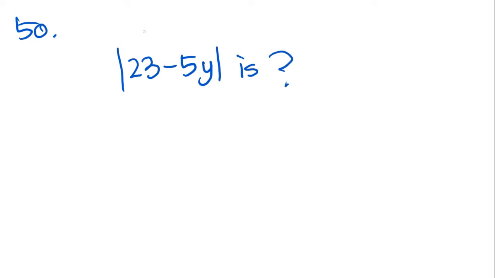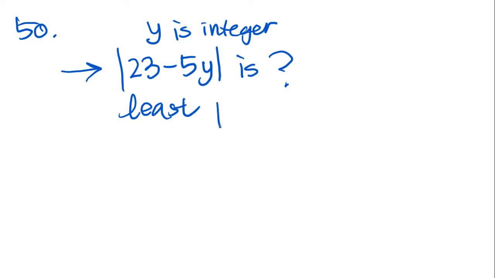Number 50 says, if y is an integer, then the least possible value of the absolute value of 23 minus 5y is what? And they said that y is an integer. So this can be actually kind of tricky because as you're doing this problem, you focus so much on y that once you get y, you might actually be tempted to pick y as the answer choice. But remember that the question is actually asking what is the least possible value?